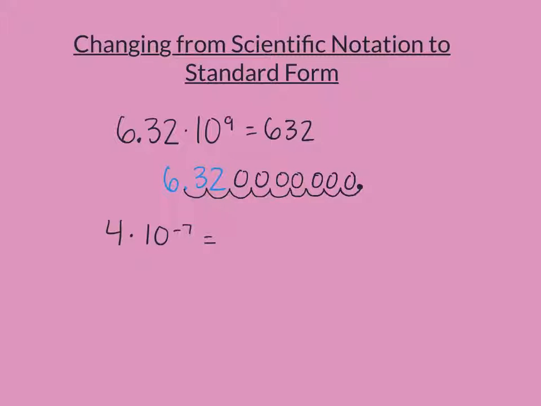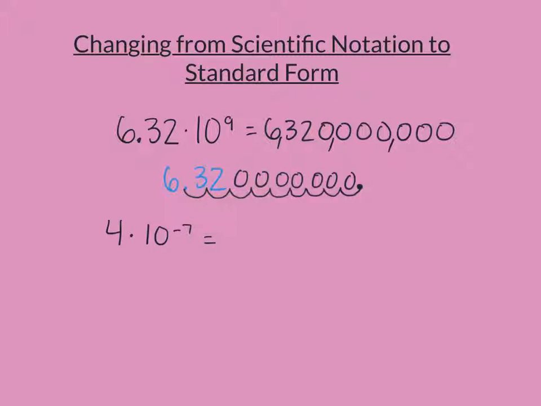It equals... then I'll fill in with my commas, going every group of 3 starting from the right, comma, comma, comma, and there's the final answer, 6,320,000,000. Next one, 4 times 10 to the power of -7.